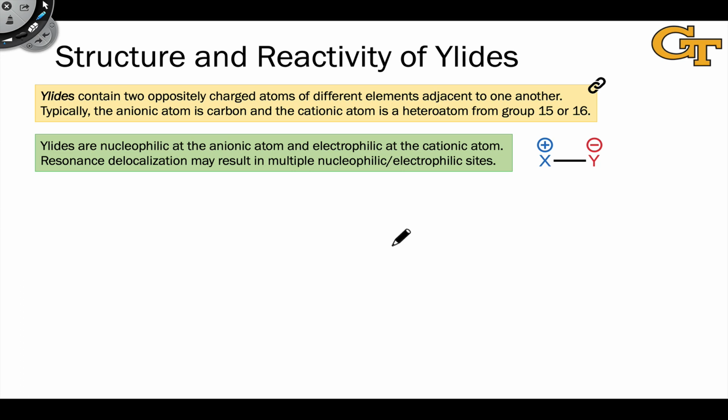To finish up talking about the reactivity of carbon nucleophiles with ketones and aldehydes, I want to move to a unique class of carbon nucleophiles called ylides. And ylides are unique structurally because they contain two oppositely charged atoms with opposite formal charges of different elements adjacent to one another. And the reason we're bringing up ylides here is that the Y atom, the anionic atom, is very often a carbon atom. The formally positively charged atom is typically a heteroatom from group 15 or 16. So common elements are phosphorus, nitrogen, oxygen, and sulfur here.